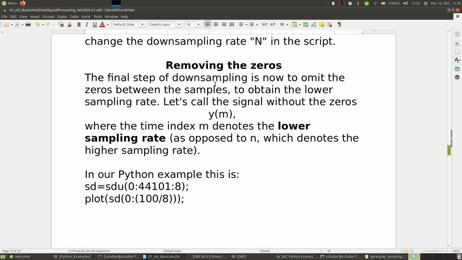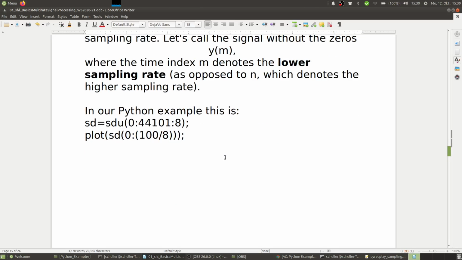Yeah, so next would be removing the zeros when you do the compression. The final step of downsampling is now to omit the zeros between the samples to obtain the lower sampling rate. And let's call the signal without the zeros y of m, where the time index m denotes the lower sampling rate, as opposed to lowercase n, which denotes the higher sampling rate.